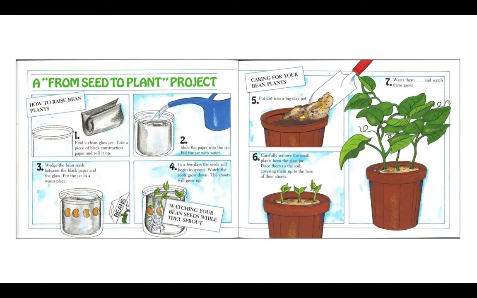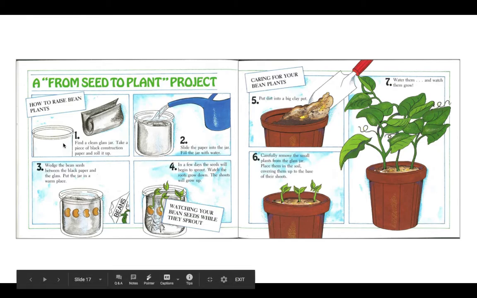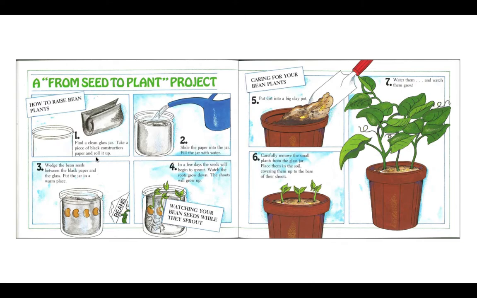A From Seed to Plant project. Here's a project you can try at home. How to raise bean plants. Find a clean glass jar. Take a piece of black construction paper and roll it up. Slide the paper into the jar. Fill the jar with water. Wedge the bean seeds between the black paper and the glass. Put the jar in a warm place. In a few days, the seeds will begin to sprout. Watch, the roots will grow down and the shoots will grow up.